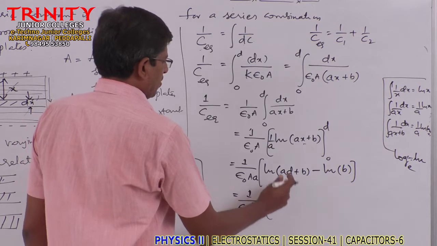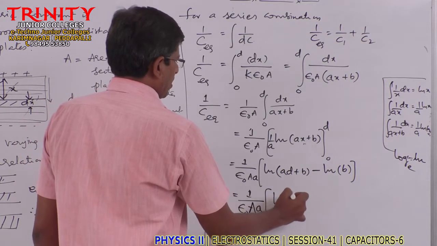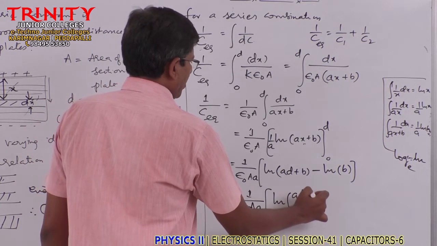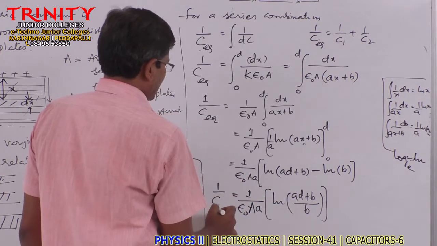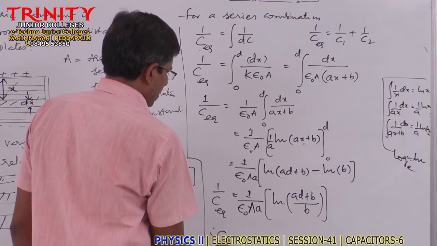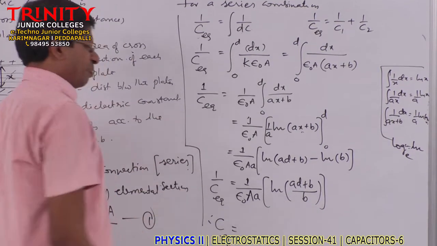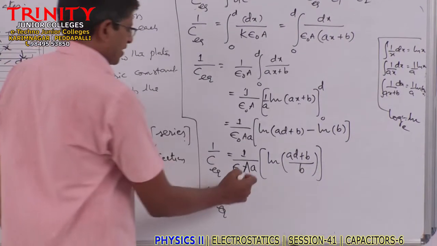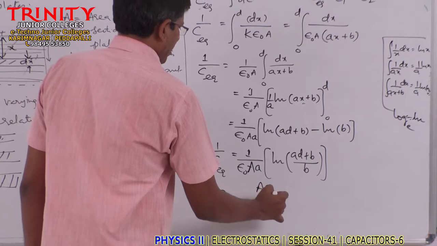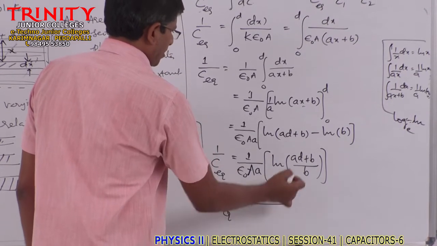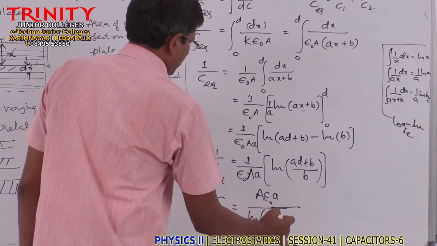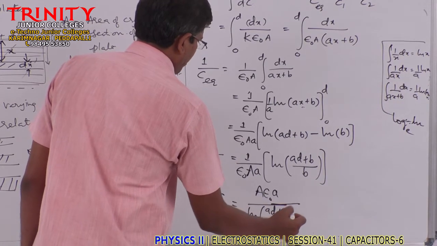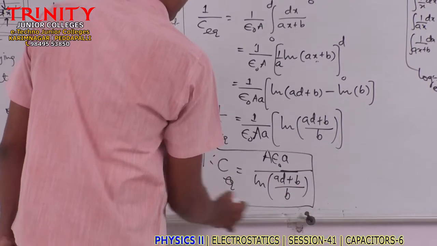Now, log m minus log n is nothing but log of m by n, so we get ln of AD plus B by B. So this is 1 by C equivalent. Therefore the equivalent capacitance, taking the reciprocal, is A epsilon naught A by the logarithm, always ln, of AD plus B by B. So this is the final formula.